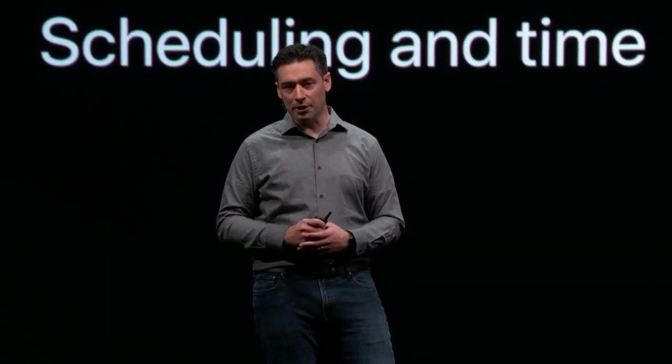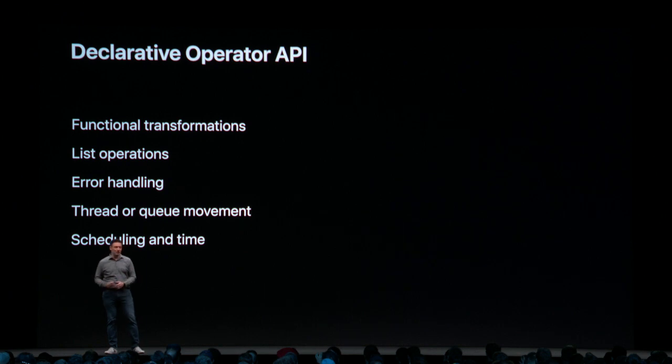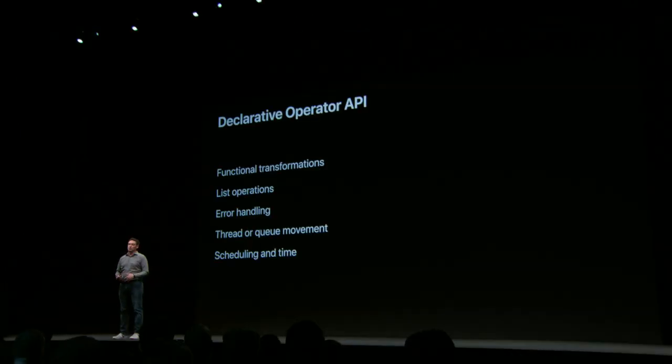And we have a lot of these operators. We call them our declarative operator API. They include functional transformations like map. We also have filter and reduce, list operations like taking the first, second, or fifth element of a publisher, error handling like turning an error into a default or replacement value, thread or queue movement, for example, moving heavy processing work to a background thread or UI work to the main thread, and scheduling and time, including integration with run loop, dispatch queue, support for timers, timeouts, and more.